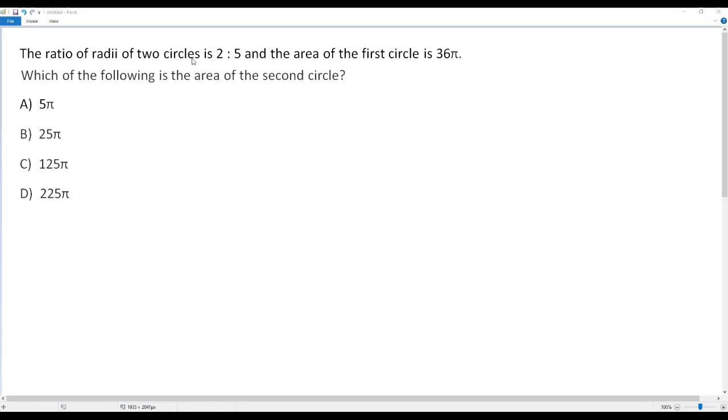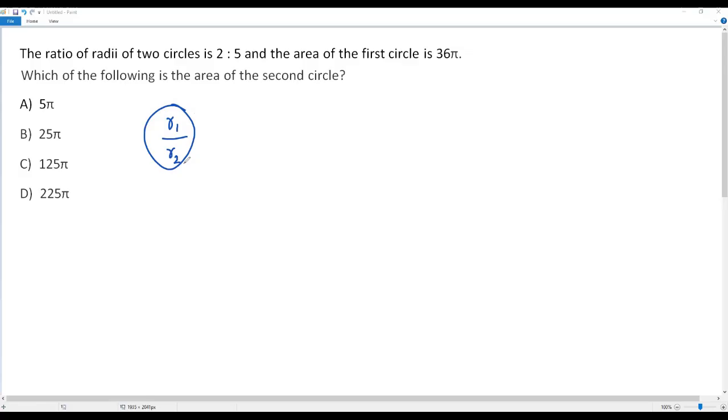The ratio of radii of two circles is 2 to 5 and the area of the first circle is 36 pi. Which of the following is the area of the second circle? Here we have the ratio of radii of two circles, and that is 2 to 5. Let me take R1 as the radius of the first circle and R2 as the radius of the second circle.